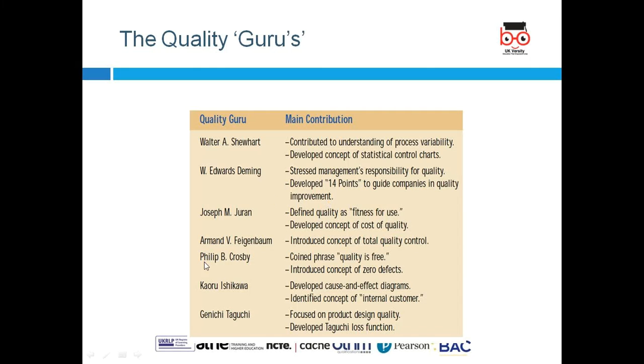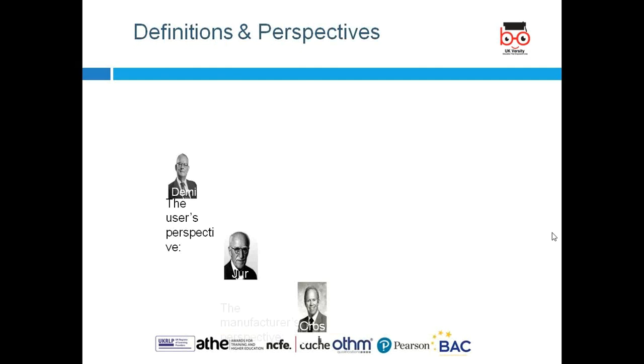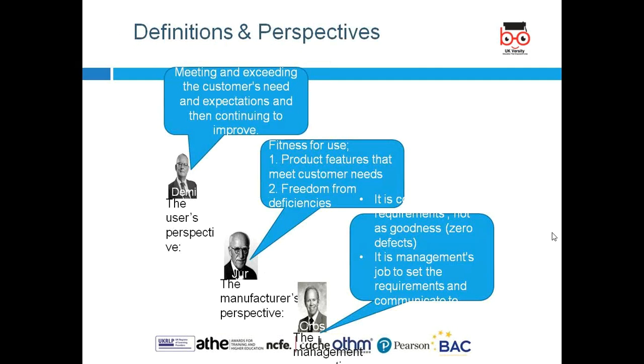Okay, quality gurus. These are all the authors who contributed to understanding the quality process and developed the concepts of statistical quality. These are the different quality models developed by these authors. It's good to know their names. Those will help. Then the zero defect approach, which is the Japanese approach. And the cause and effect diagram was developed.